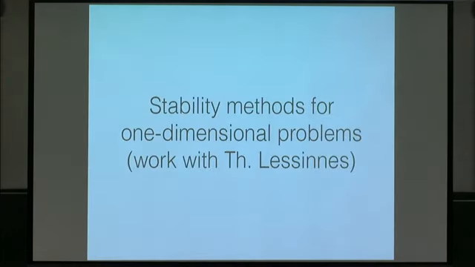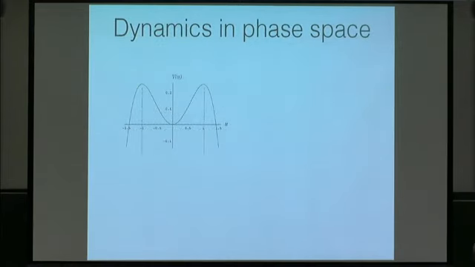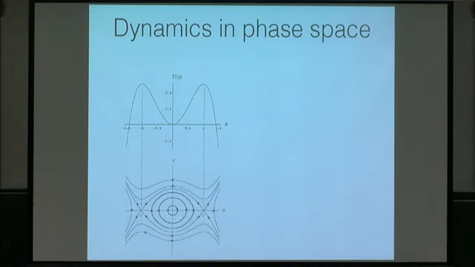Okay, so now I want to talk about a little bit of research that I've done with Thomas Lessing, which has the same flavor. Both are about looking at very simple systems and trying to develop general methods based on that. So the problem is to try to find stability methods. Let me give you the general idea. We know that if we have an initial value system, if we look at the dynamics in phase space, for instance, if we have a 1 degree of freedom system in a potential, we can draw the phase space. From the drawing of the phase space, we can infer the stability of different solutions.